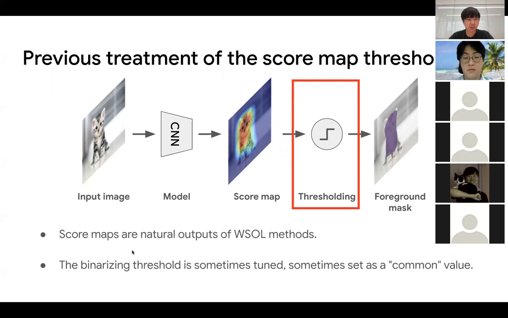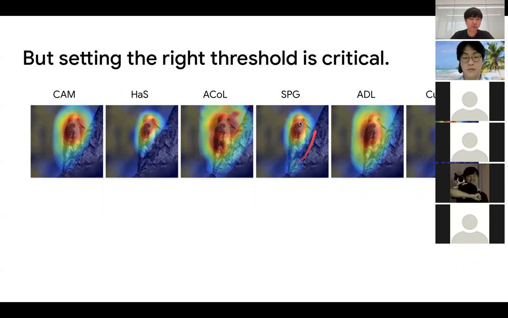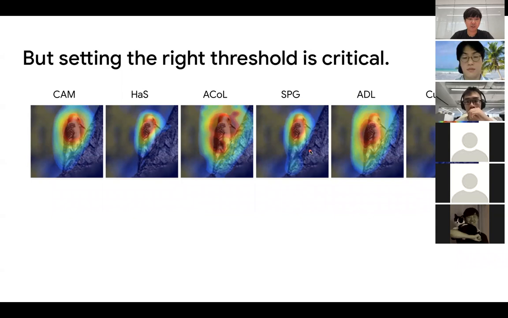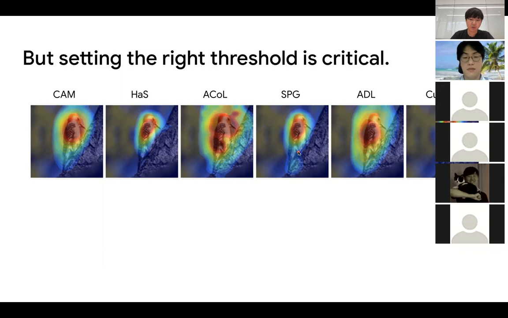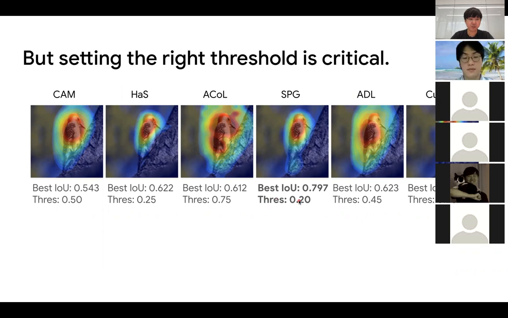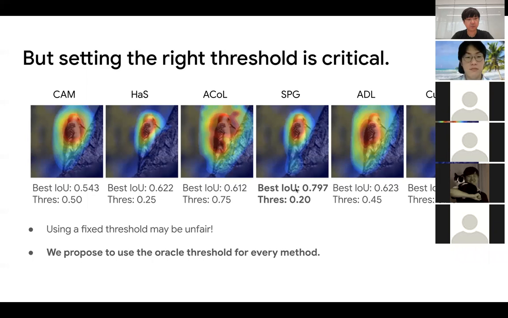Another issue for WSOL evaluation is the thresholding of the score map. We believe that this score map is the natural output of WSOL methods, rather than the foreground mask. With score map thresholding, the evaluation result may be misunderstood. For example, the score map from SPG looks like it cannot cover the entire extent of the object. However, with the optimal threshold, the best intersection over union is achieved by this SPG method. So using a fixed threshold may be unfair. We propose to use the oracle threshold for every method.